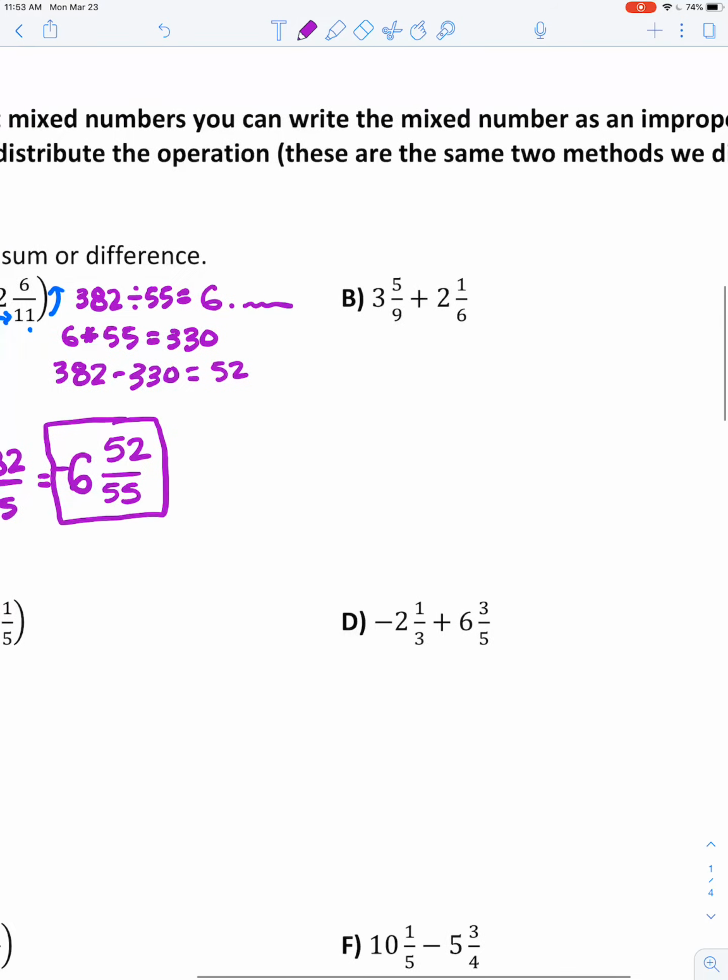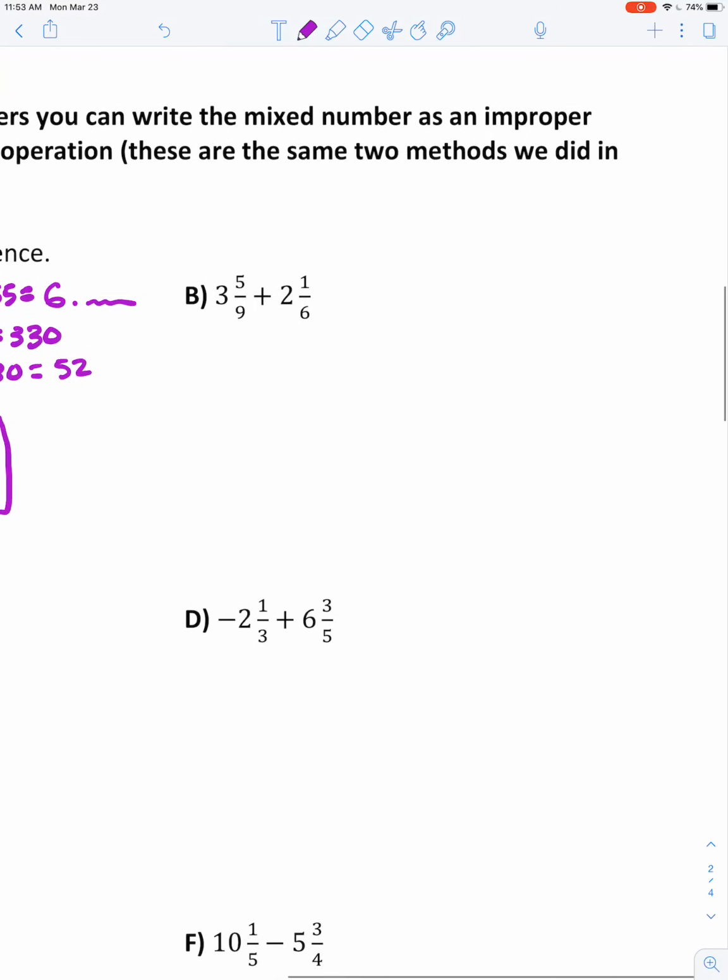Okay, let's scroll over here to letter B and try letter B. So we're going to do the same style. I want to change these into an improper fraction. So 3 times 9 is 27, plus 5 is 32. So we have 32 over 9.